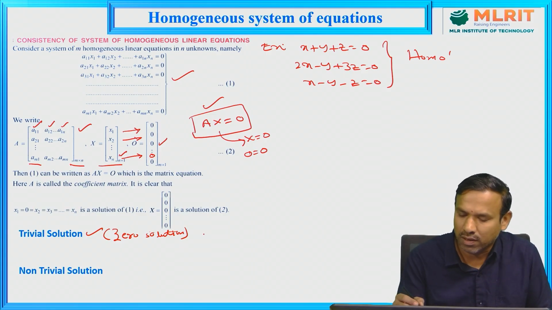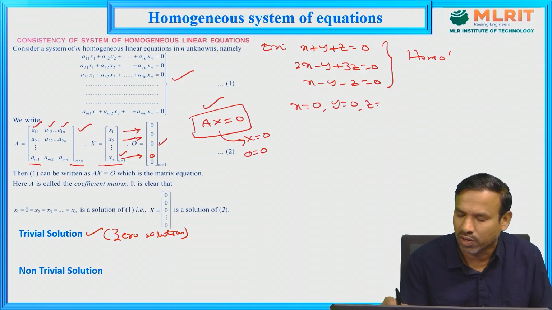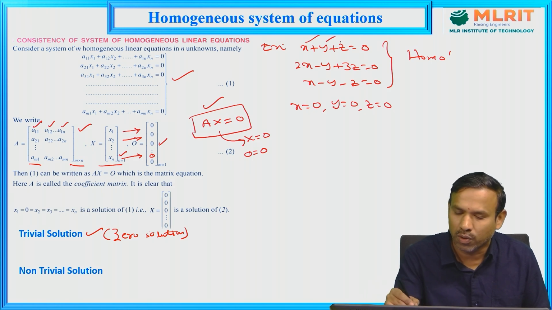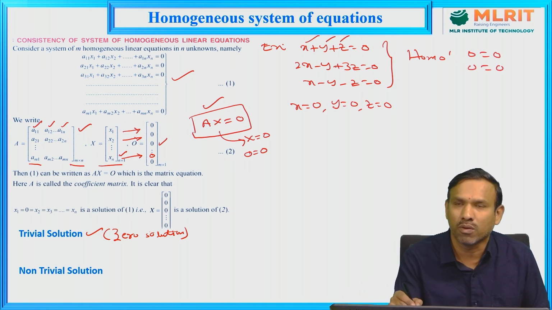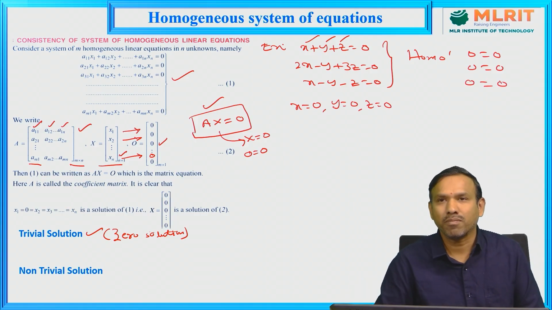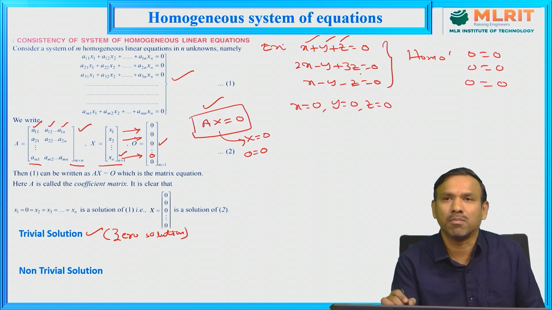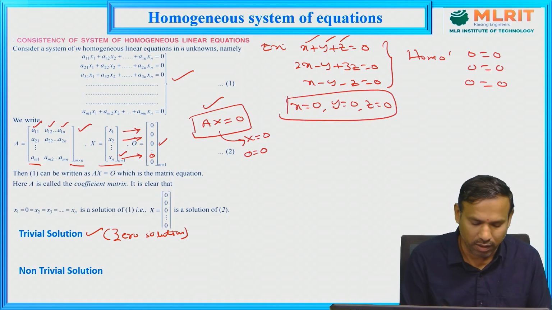Look at this example that I have written here. Suppose I write x is equal to 0, y is equal to 0, z is equal to 0. Will it satisfy these equations? Directly it will satisfy: 0 is equal to 0, 0 is equal to 0. In all three equations, with x equal to 0, y equal to 0, z equal to 0, all are satisfied. This means not only this homogeneous system, for every homogeneous system there will be at least one solution called the trivial solution, that is the 0 solution. So here we have written.